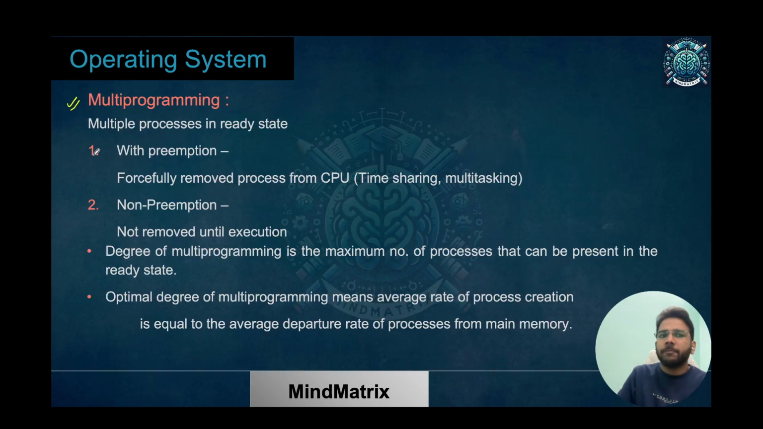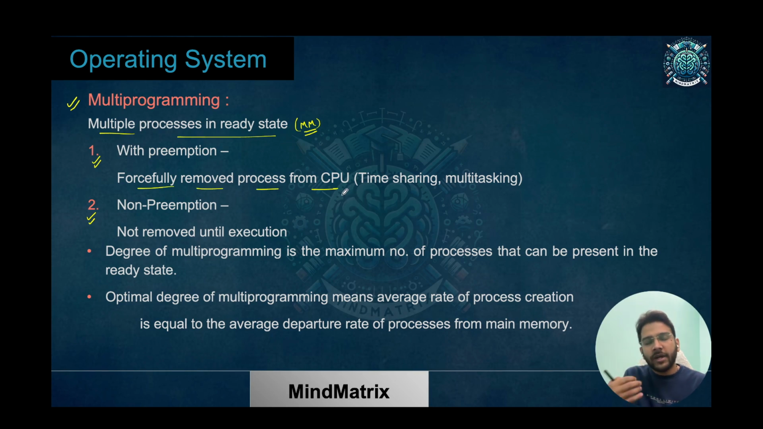What is multiprogramming? I explained a little in the previous lecture, but here you can clearly see this. Multiprogramming is when you have multiple processes in the ready state, that means in the main memory. Now there are two types, with preemption and non-preemption, or without preemption. With preemption, processes are forcefully removed from the CPU. So if we have allocated the CPU to one process, we are going to forcefully take back the CPU and allocate it to another process. So that is basically time sharing or multitasking.